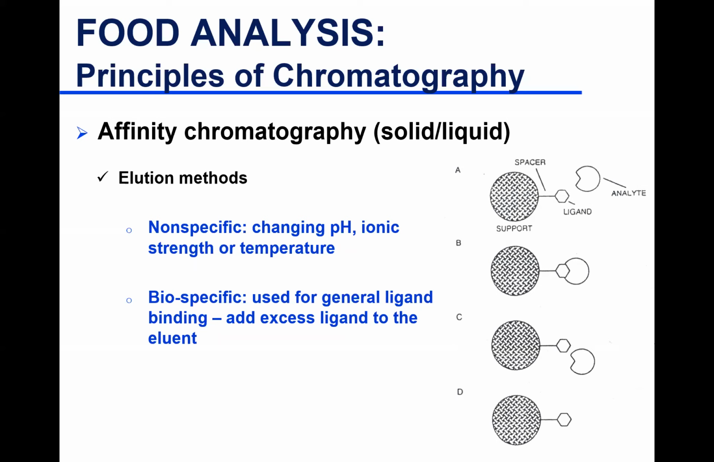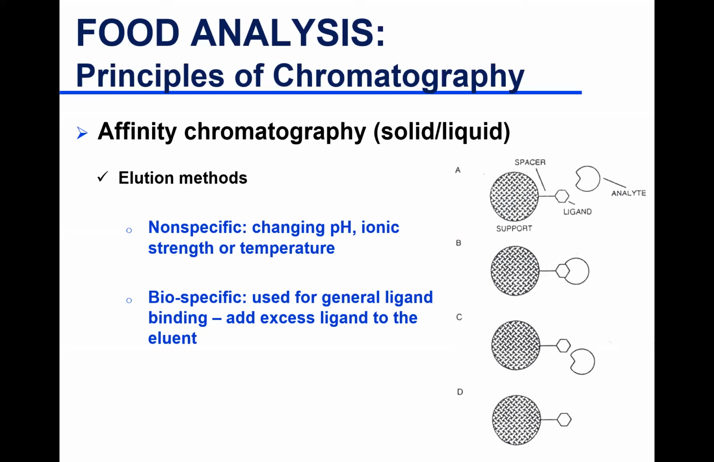Now, you want your sample to come out. You want your component to come out. How do you make it come out? There are two ways: non-specific and biospecific. Non-specific meaning, if I change the pH, I'm changing the ionization state. If I change the salt, the same thing. That means I'm going to disrupt some of the interactions. Once I change the conditions, I'm disrupting the interaction, and the molecule is going to leave the column.